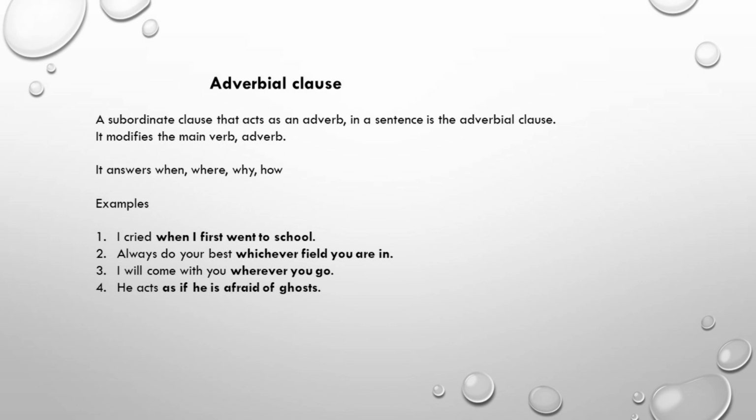The third example is, I will come with you wherever you go. In this sentence, if I ask the question, I will come with you where? And the answer will be wherever you go. So that is the adverbial clause. And this clause is modifying the verb will come.